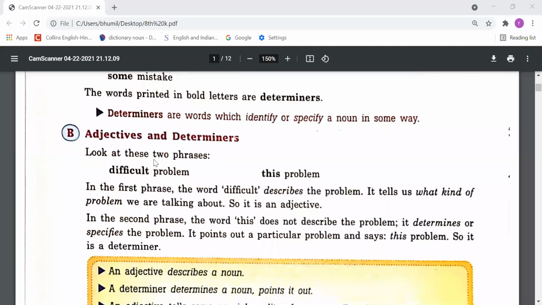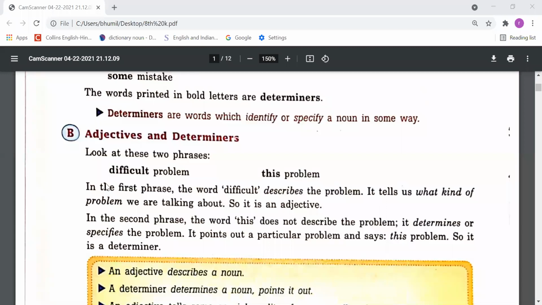Look at these two phrases. Difficult problem, this problem. In the first phrase, the word difficult describes the problem. It tells us what kind of problem we are talking about. So it is an adjective. In the second phrase, the word this does not describe the problem. It determines or specifies the problem. It finds out a particular problem and says this problem, so it is a determiner.